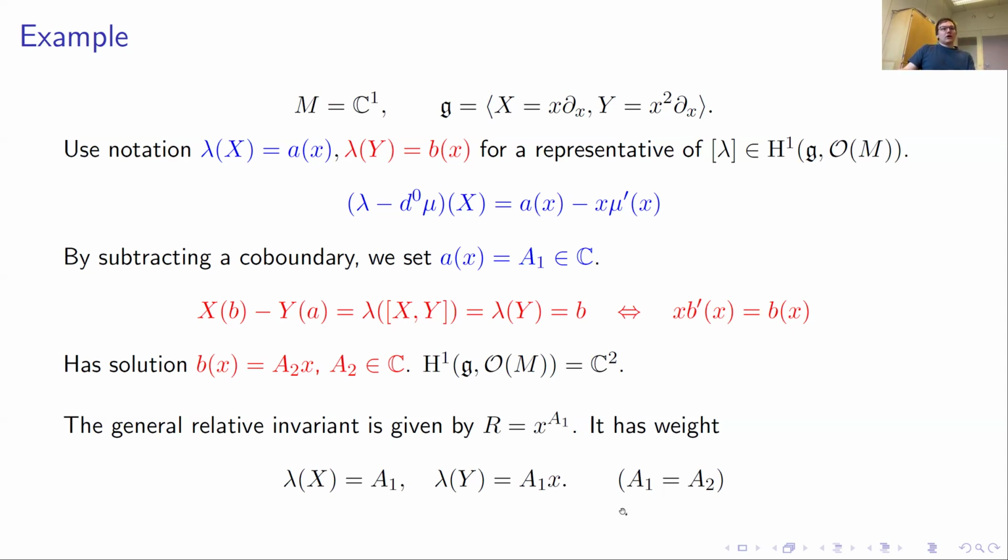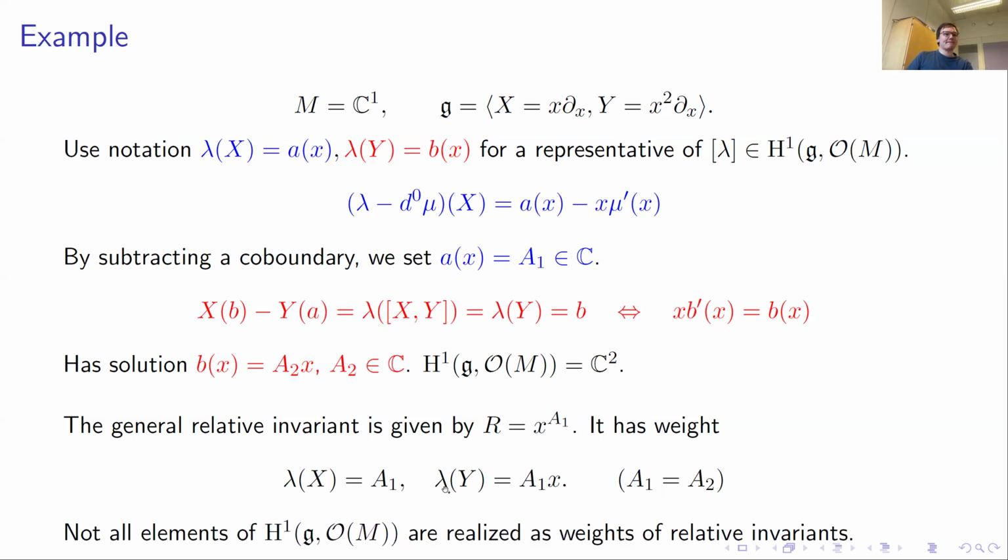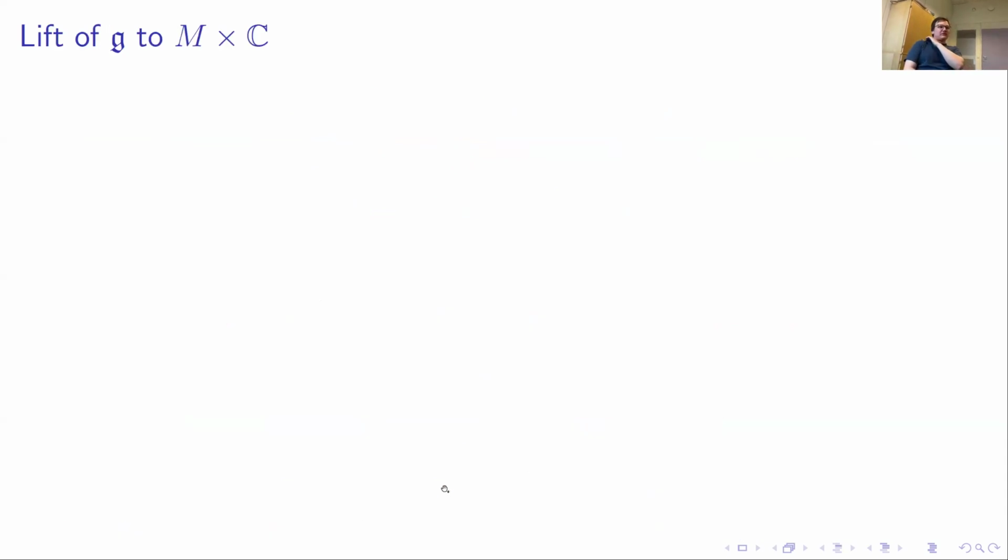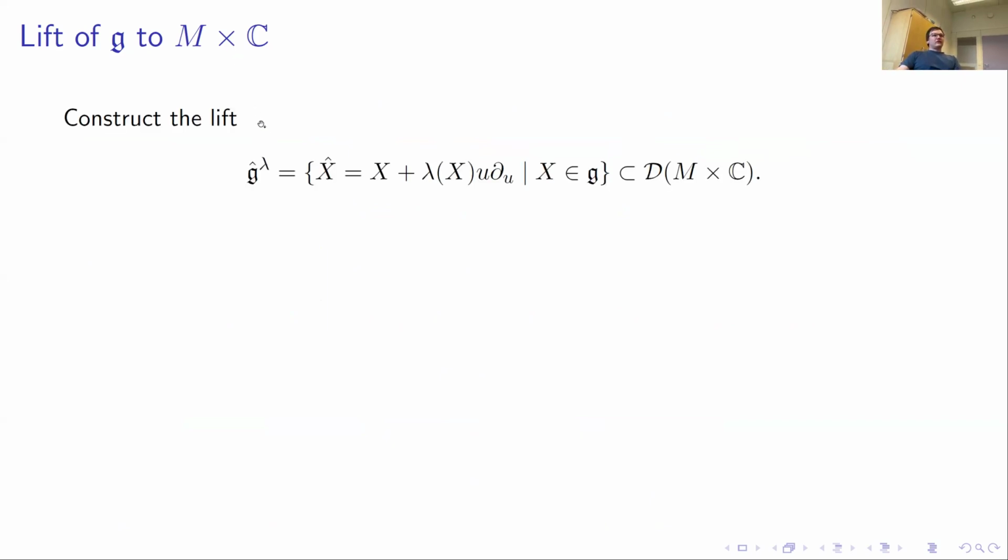So yeah, we will very soon come back to this question about realizability of weights. First, we need to talk about lifts of G to this trivial line bundle. So if we want to lift G to this line bundle, what we do is basically choose a coordinate on the fiber, and then we add this vertical term where lambda x depends on x, but it's a function on M.